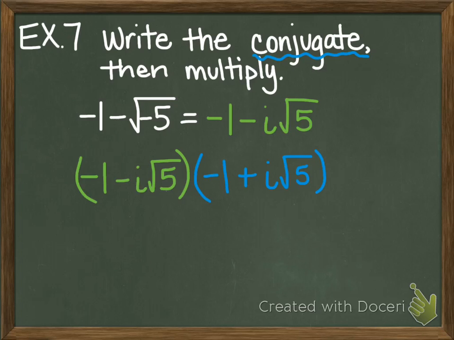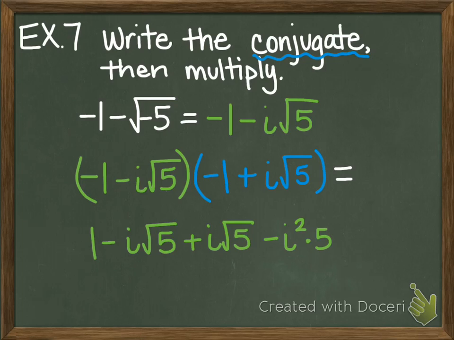Okay, so first, negative 1 times negative 1 will be a positive 1. Outside, negative 1 times i square root 5 will be negative i square root 5. Inside, negative i square root 5 times negative 1 will be plus i square root 5. Last, negative i square root 5 times i square root 5 will be negative i squared times 5. Remember, when you multiply a square root times itself, it cancels out. Or you can think of it, square root of 5 times square root of 5 is the square root of 25, and the square root of 25 is 5.